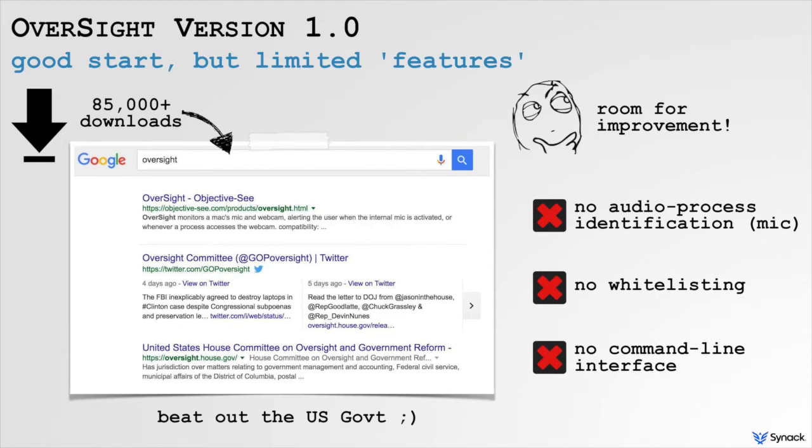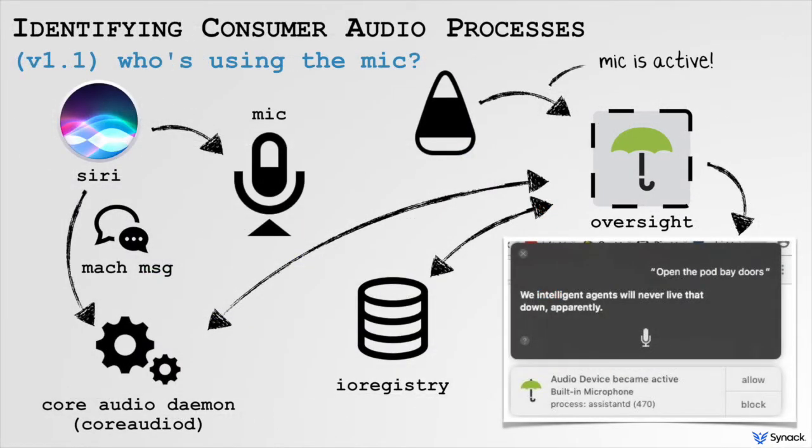So I released version 1.0 last year, and it turned out to be really popular. I think the coolest thing is for a while when you Googled OverSight, it would come up before the OverSight committee. So that was kind of neat. But version 1.0 definitely had some limitations, at least in terms of features. It couldn't identify what process was using the mic, because it turns out that was even more difficult than determining who was using the webcam. There was also no whitelisting. So say you use FaceTime or Skype a lot, you get a pop-up every time saying FaceTime is using the camera, and you'd be like, okay, I got it. And there was also no command line interface if you wanted to deploy or install it, maybe in a corporate environment. So I recently released OverSight 1.1, and it has a bunch of better, cooler features.